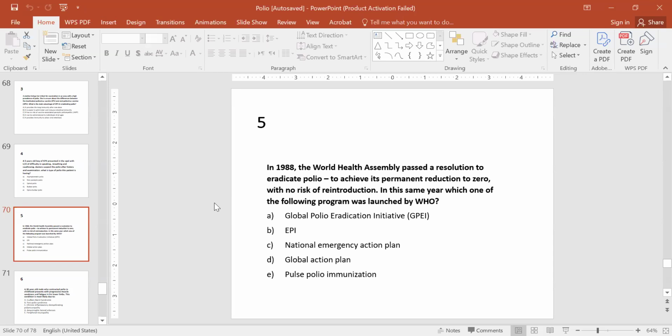Option A, Global Polio Eradication Initiative (GPEI). Option B, EPI. C, National Emergency Action Plan (NEP). And option D, Global Action Plan. And E, Pulse Polio Immunization. A. Yes, option A, Global Polio Eradication Initiative.